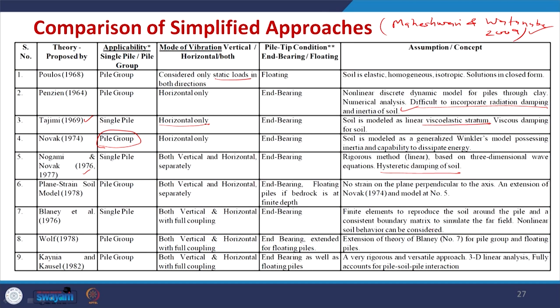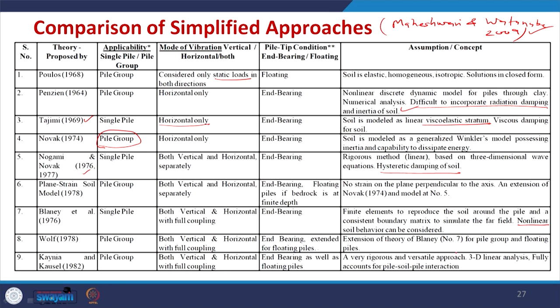Nonlinear soil behavior can be considered. So for Baguelin, you can say Novak's work was on the linear case, then Baguelin started considering the nonlinearity of the soil. Then Wolf in 1978 is for pile group, both vertical and horizontal, end bearing extended for floating piles. What they have done is that they have considered a soil column below the pile to extend. Extension of the theory of Baguelin for pile group and for floating piles has been done by Wolf.